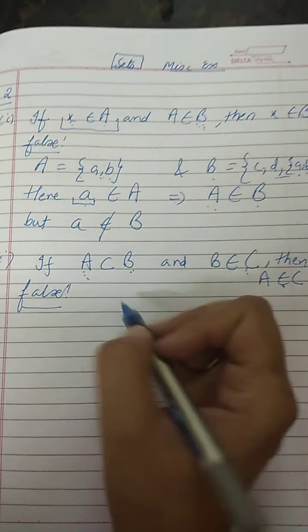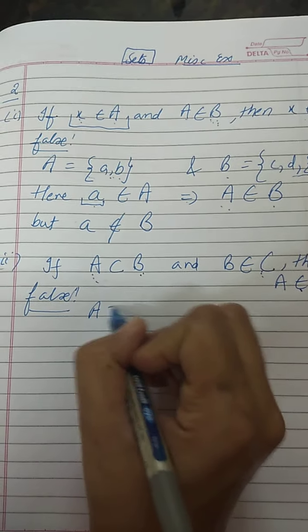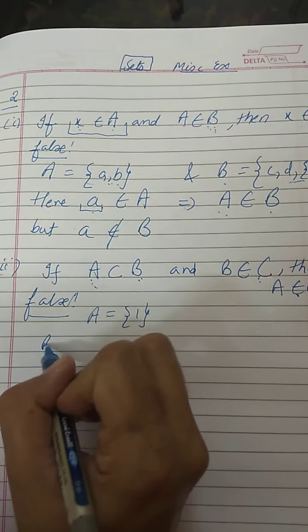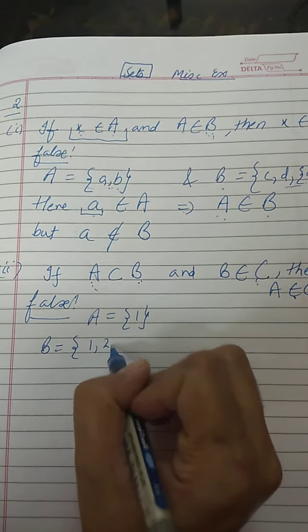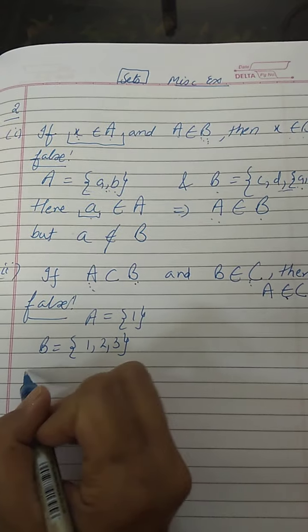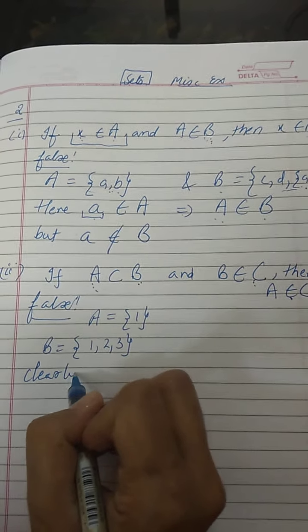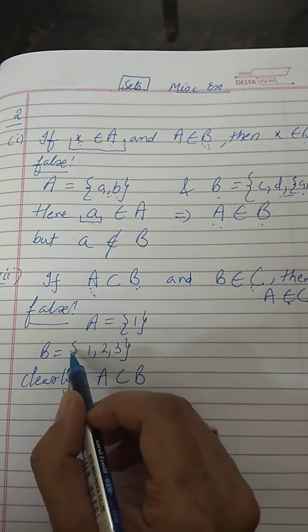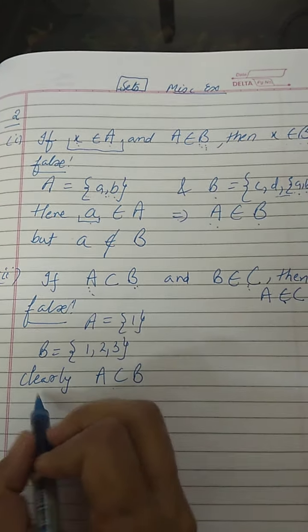Okay, so let us consider a few sets. Let us take set A, which has one element. Set B has the elements 1, 2 and 3. Now clearly A is a subset of B. Yes, all the elements of A are present in B, so A is a subset of B.